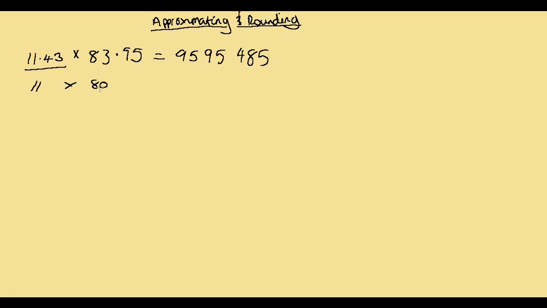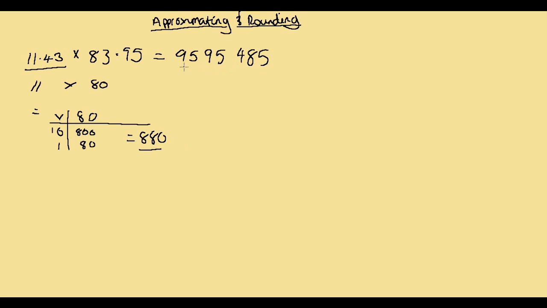So 11 times 80 should give us around about the correct number to show where the decimal place will be. So 11 times 80, well, we can do that here. We've got a 10 and a 1, that's 11, and then an 80. So 80 times 10 is 800, 1 times 80 is 80, so we get a total of 880 as our answer. So that's what we're saying. The answer should be around about 880 or sort of 900.